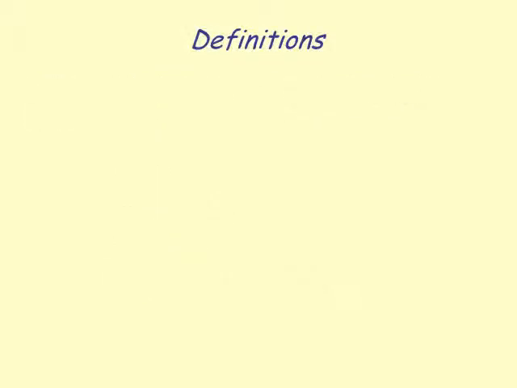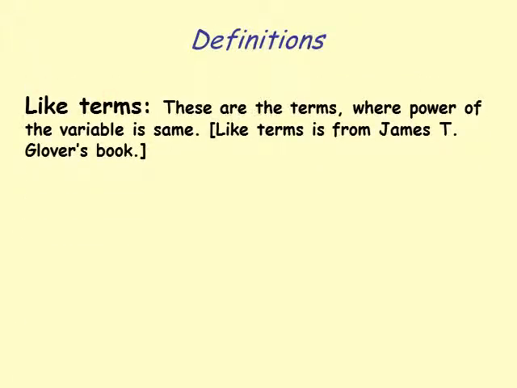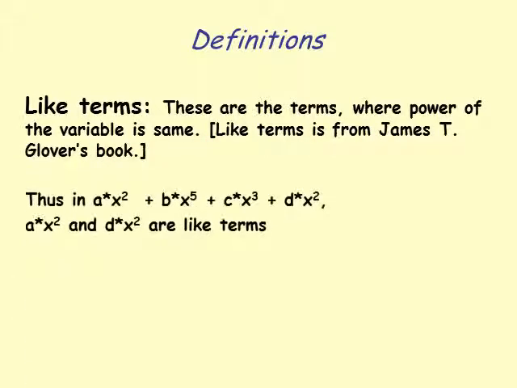Let's do some definitions here. Like terms is a term used by Glover. These are terms where the power of the variable is the same. We'll call it the same flag value. Like terms is from James T. Glover's books.